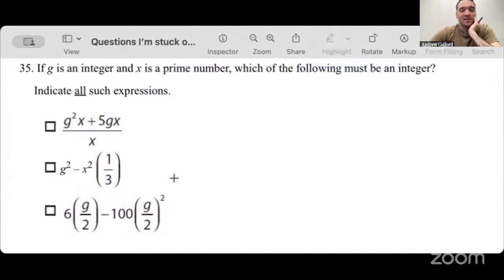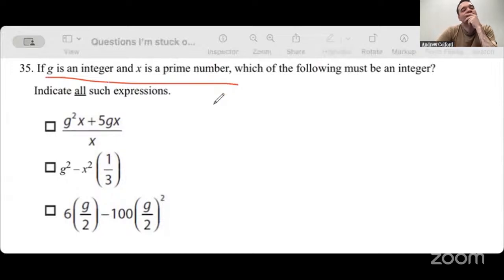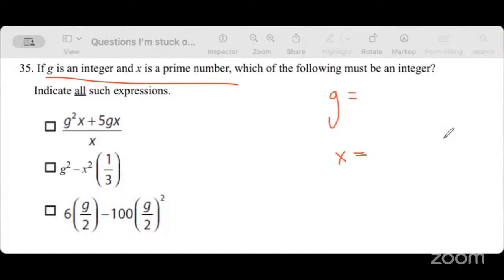Interesting. So, there we go. I can tell this is Manhattan. So let's start with a test. S, can you give me a number for G and a number for X? Number for G could be 2. And for X, 3.